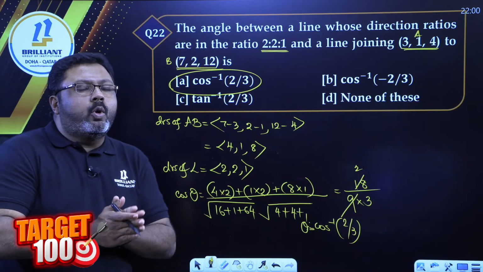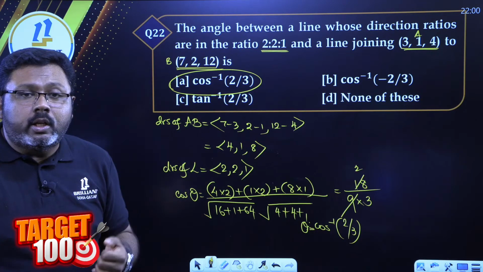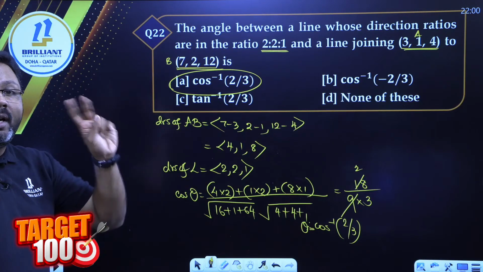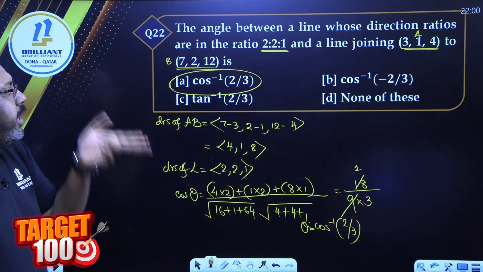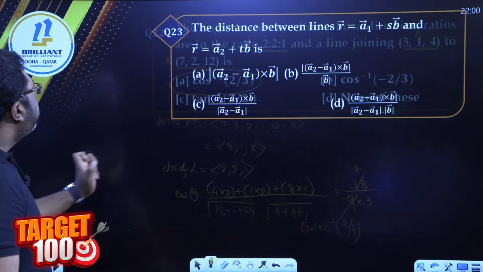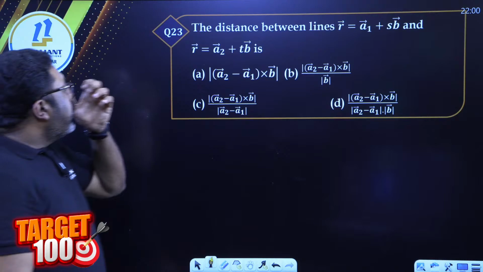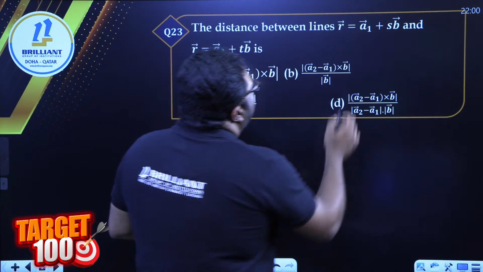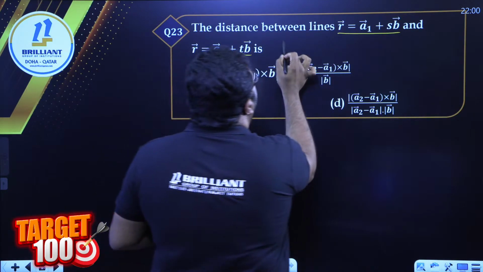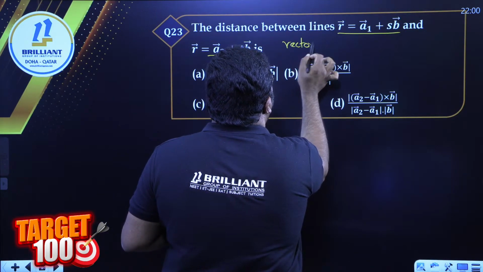So now I'm focusing on the questions of angle between two lines. We have done up to angle between two lines in different ways, how different direction ratios are given, different ways to find the direction ratios and then find the angle between the two lines. 23. Okay, the distance between the lines A1 plus SB and A2 plus TB, both of these are vector equations.